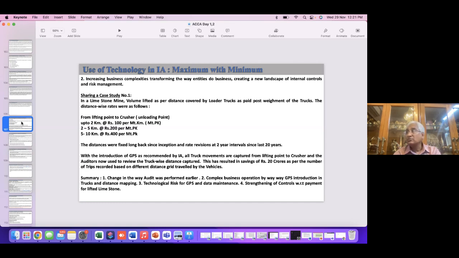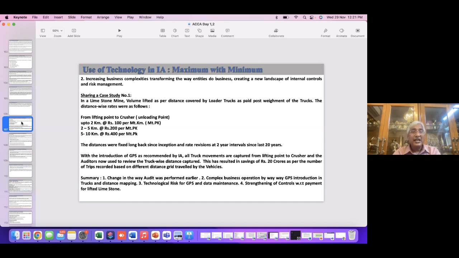So as I mentioned, now auditors' role is very important, and auditors also have to be equipped with modern thoughts, modern gadgets, modern equipment, also analyzing the complete data set, so that they can understand the pain point more visibly, and they can guide the company for appropriate decisions. So complex business operation by way of GPS introduction in trucks and distance mapping, technological risk for GPS and data maintenance, and strengthening of controls with respect to payment for lifted limestone.